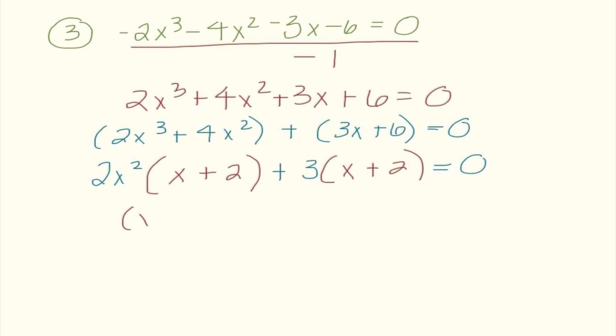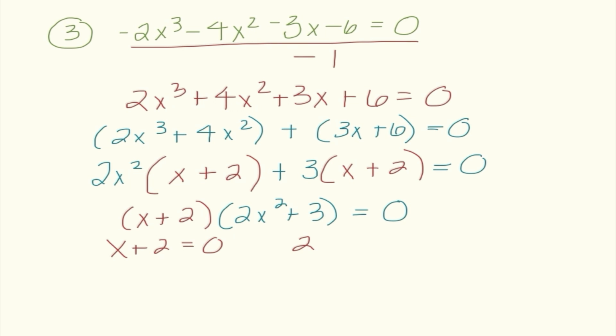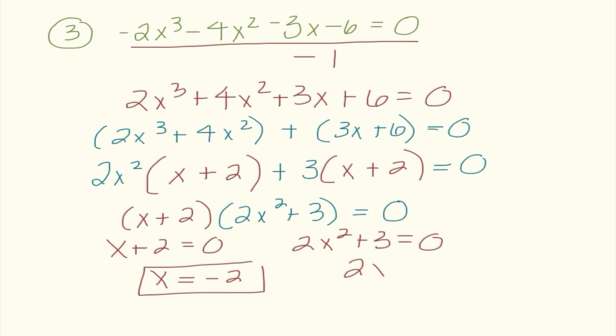So when I factor this further, I can take an x plus 2 out of both of these terms, and I'm left with 2x squared plus 3. Now I actually cannot factor this any further, so I'm going to go ahead and just set these both equal to 0. And I know x plus 2 equals 0 means that x is -2. On my other one, I get 2x squared equals -3.